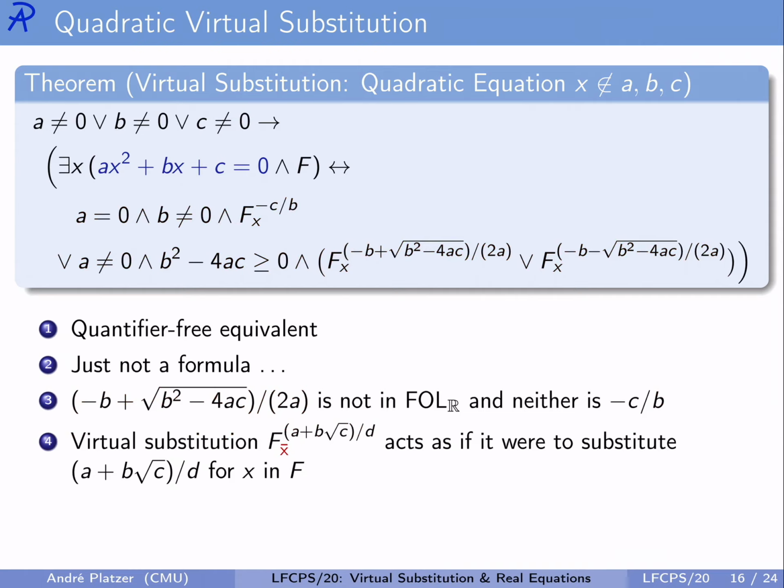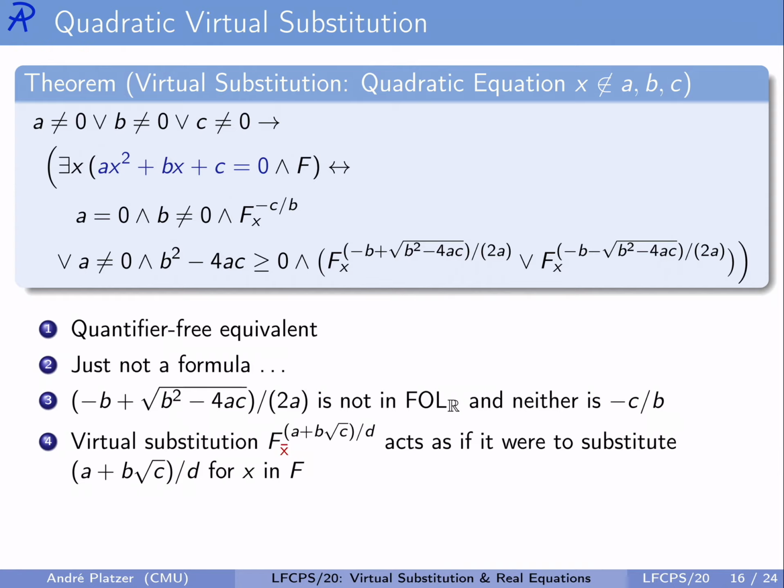Now what we do is, it's still an equivalence, right? We're just not allowed to mention these terms syntactically. If we define a virtual substitution, an operation that pretends to plug in these square roots and divisions into a formula, square roots of the generic shape a plus b square root of c divided by d, in this particular case they look like that, but that's less important.